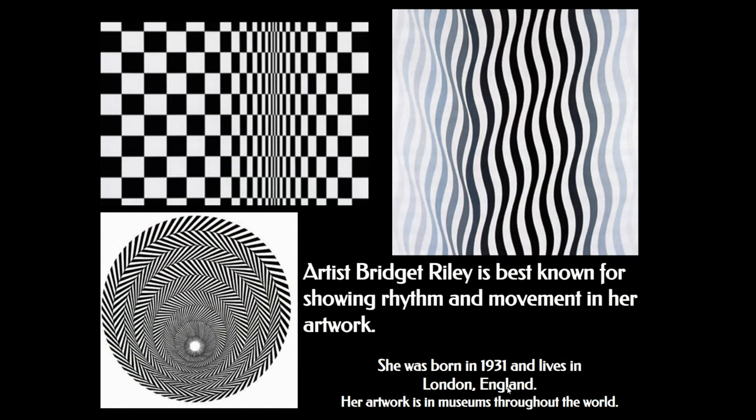Artist Bridget Riley is best known for showing rhythm and movement in her artwork. She was born in 1931 and lives in London, England. Her artwork is in museums throughout the world. Let's look at these images and see how this artist plays tricks on our eyes.